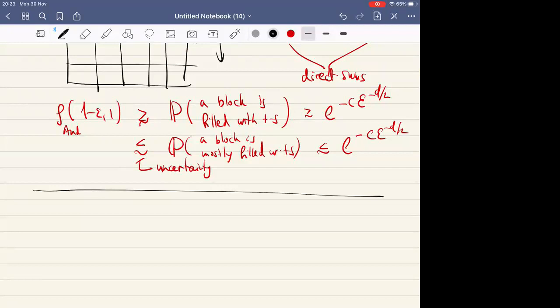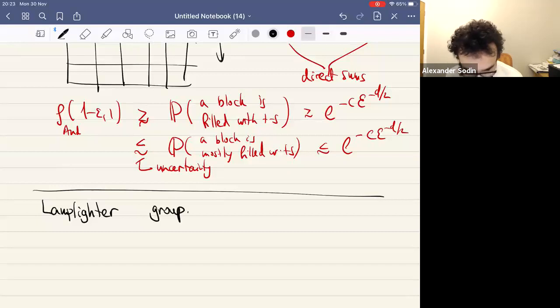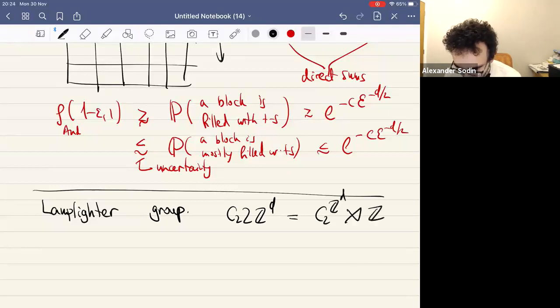Let me make a short digression to group theory. There is a nice group. I think at least the name was introduced by Kaimanovich and Vershik. It's called the lamplighter group. It's the wreath product of a cyclic group of size 2 and Z^d, which is the cyclic group raised to the power Z^d, semi-direct product with Z^d.